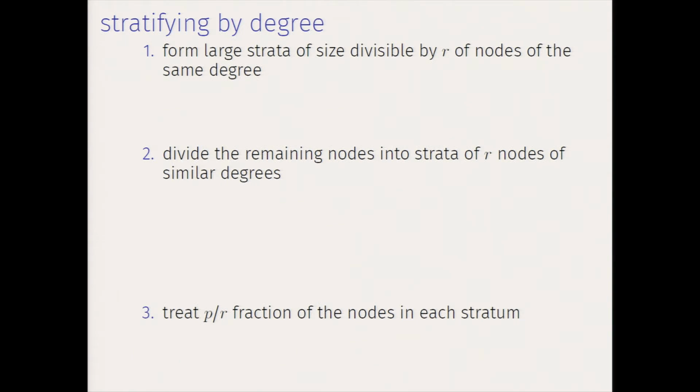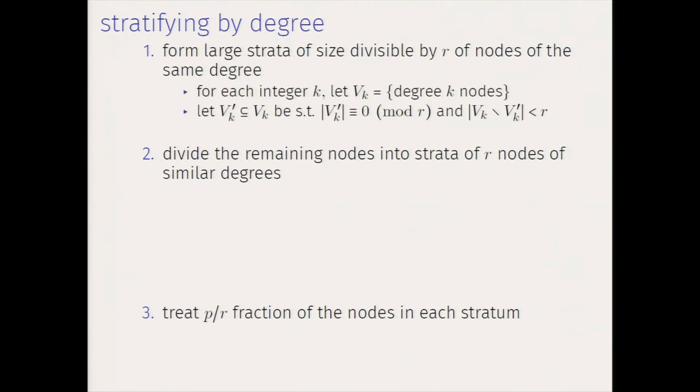And then we treat p over r fraction of the nodes in each strata. So what's the basic idea? We want to stratify so that each stratum consists of nodes of similar degree. And if possible, these strata should be large, but sometimes that might not be possible. So let me be a little bit more formal about each of these three steps.